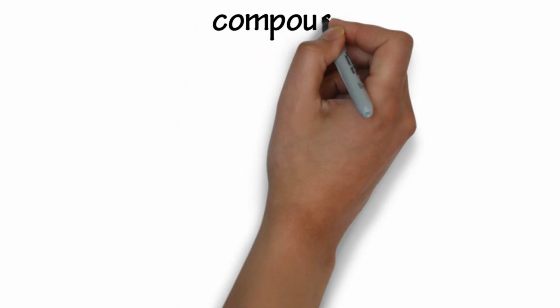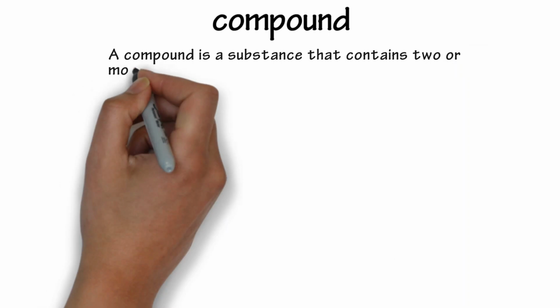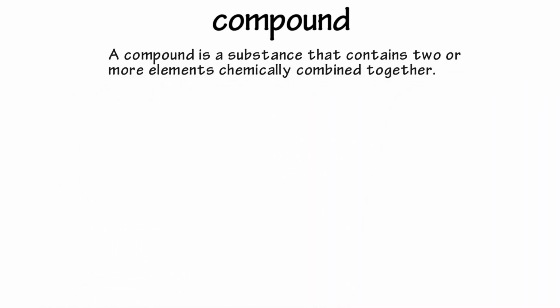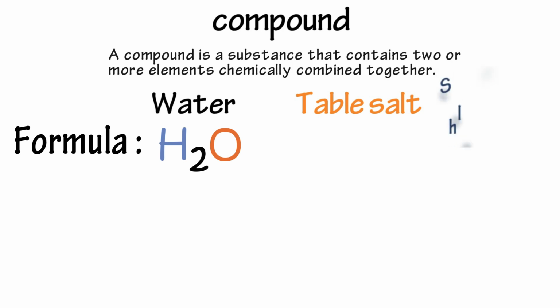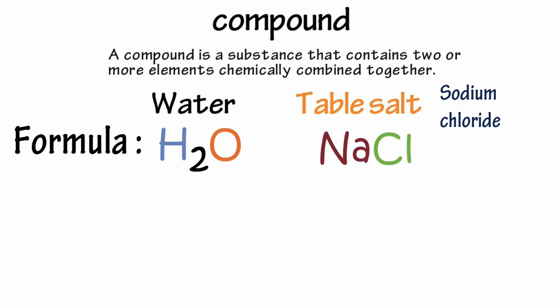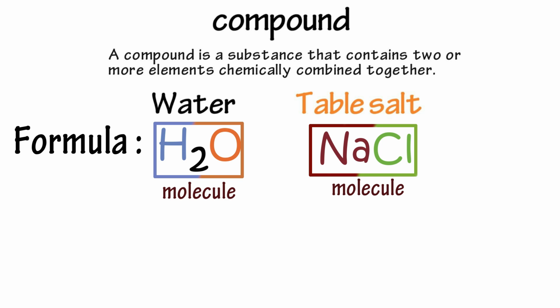Now, let's try and understand what a compound is. A compound is a substance that contains two or more elements chemically combined together. Examples of a compound are water and table salt. A compound is described by a formula made from the atoms of the elements in it. For example, water has a formula of H2O, and table salt, which is also known as sodium chloride, has a formula of NaCl.